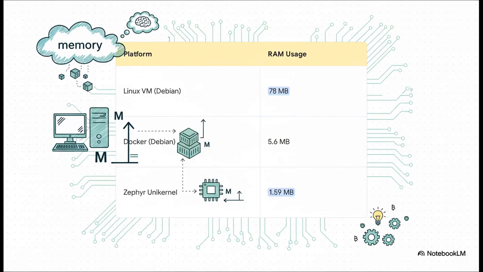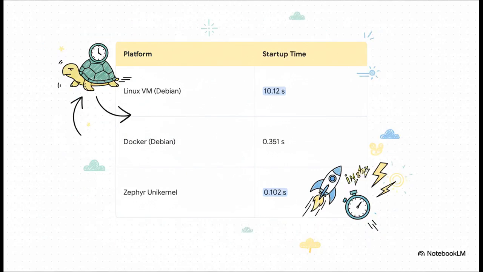And it's the same story with memory usage. The VM needs 78 megabytes, Docker 5.6. The unikernel just sips a little over 1.5 megs of RAM. This isn't just about making things a bit faster. This is what makes it possible to run software on tiny little IoT devices and sensors where every single byte counts. And here it is, the knockout punch.